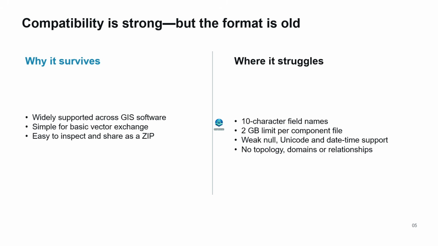Shapefiles remain popular because almost every GIS application can read them, and they work well for exchanging simple vector data. However, the format was designed in the 1990s and has some important limitations. Field names are limited to 10 characters. Each component file has a 2 GB size limit. Null values, Unicode text, and datetime values are not handled as well as they are in modern databases. Shapefiles also cannot store topology, relationship classes, domains, or multiple layers in a single dataset.